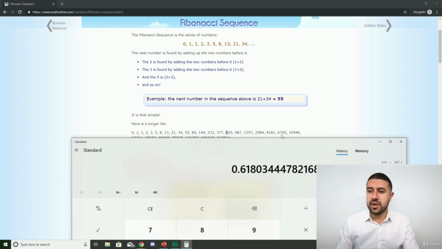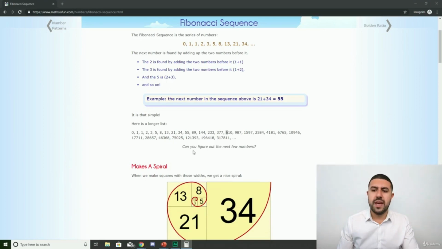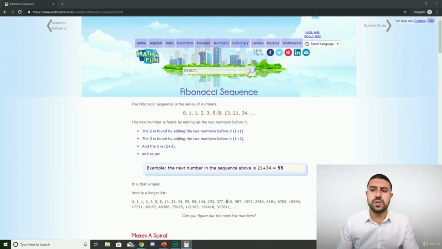If I take any other numbers, like let's say I'll take this one here, 6765 divided by the next one, 10946, I'll get again 0.618. So whichever two numbers I divide like that will give me the same ratio.